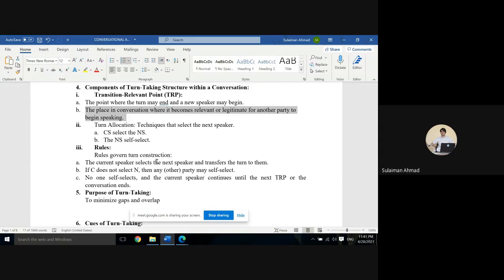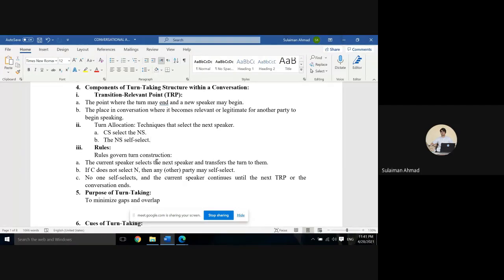Then we have turn allocation. That is another component. These are the techniques by which we select the next speaker, like either the current speaker selects the next speaker, or the next speaker self-selects himself or herself. We're going to talk about these rules, this turn allocation, in detail. I'm coming to these rules right here, right?